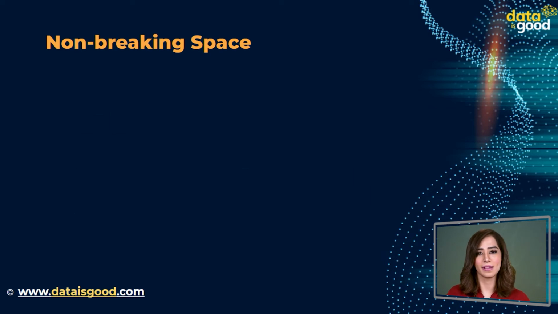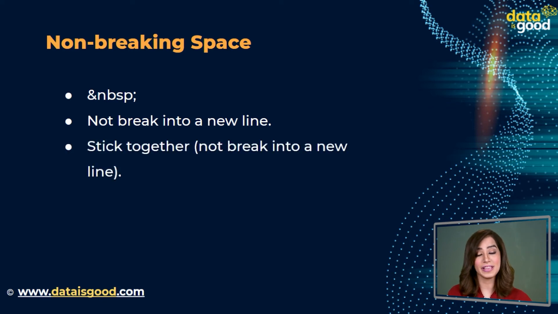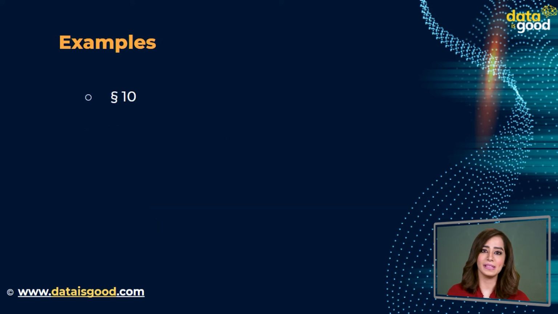Non-breaking space. A commonly used entity in HTML is a non-breaking space. A non-breaking space is a space that will not break into a new line. Two words separated by a non-breaking space will stick together, not break into a new line. This is handy when breaking the words might be disruptive. Examples.